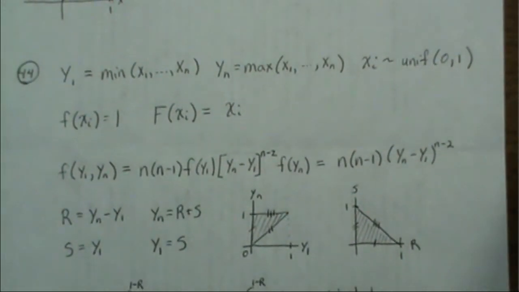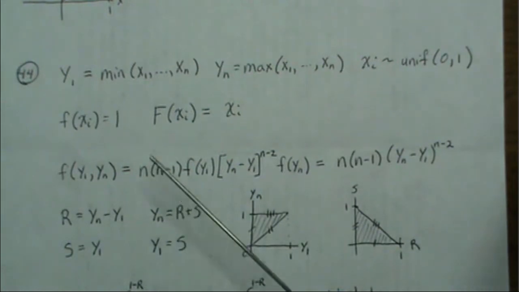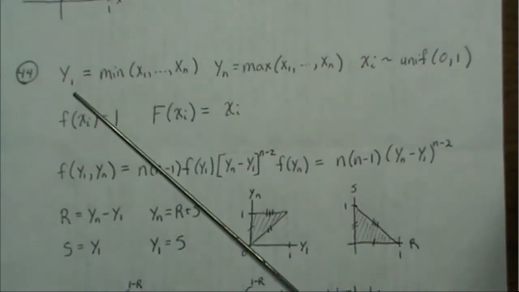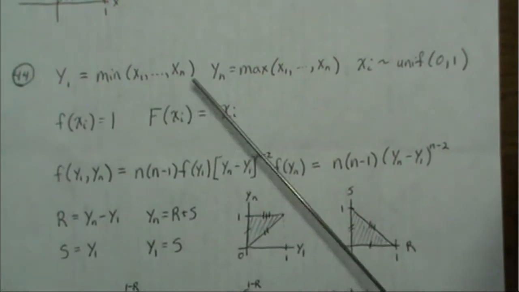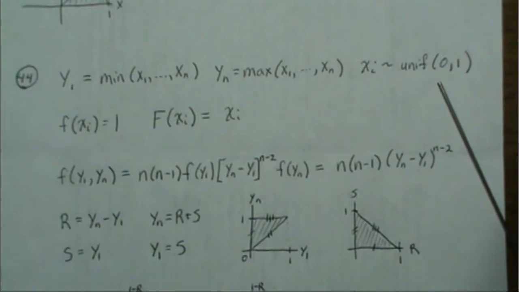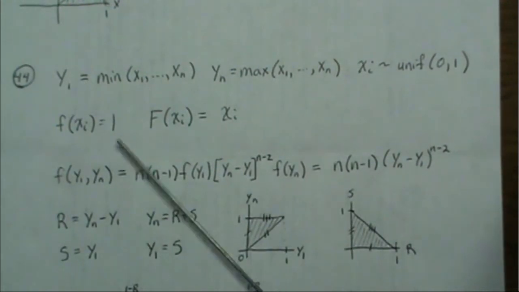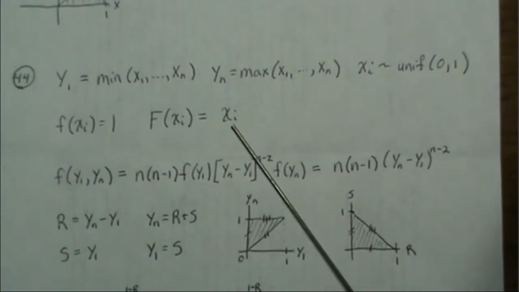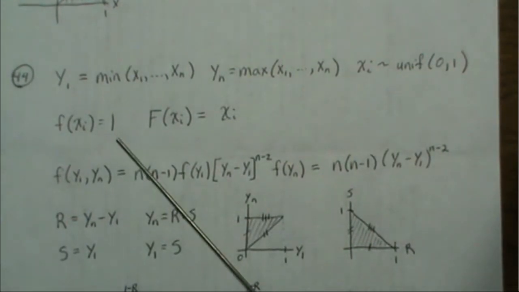Problem 44 asks us to find the distribution of the range. Now the range is the largest value in the sample minus the smallest value in the sample, so we set up some order statistics. Y1 is the minimum of our data, and Yn is the maximum. Each Xi is uniform 0 to 1, so our density is 1, and the CDF of x is just x.